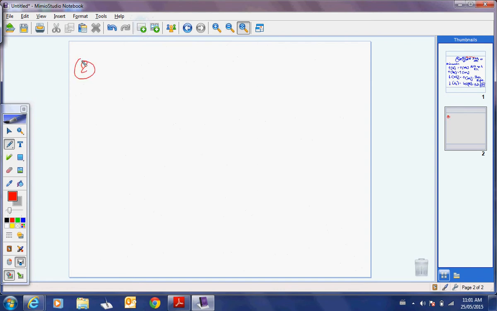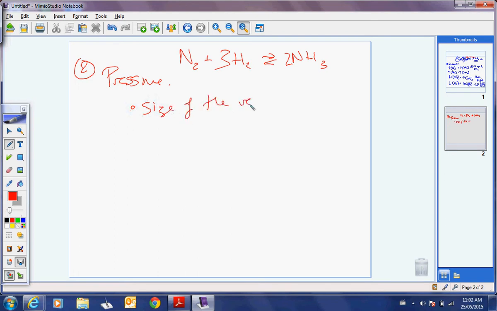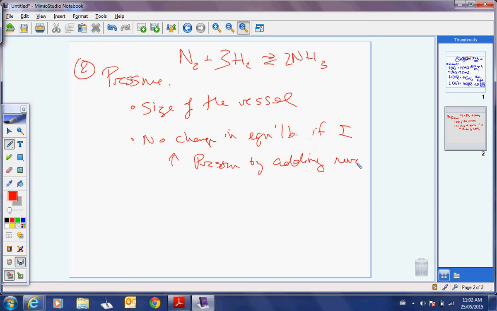So the second thing I'll talk about is pressure. N2 and H2 and NH3, 2 and 3. Increasing or decreasing the pressure only has an effect if you change the size of the vessel or flask or whatever. How do you spell vessel? E-L. There is no change in equilibrium if I increase the pressure by adding more inert or unreactive gas. So the only way to change the pressure is to change the size of the vessel.